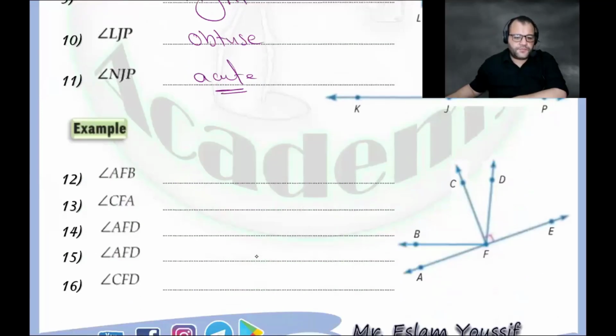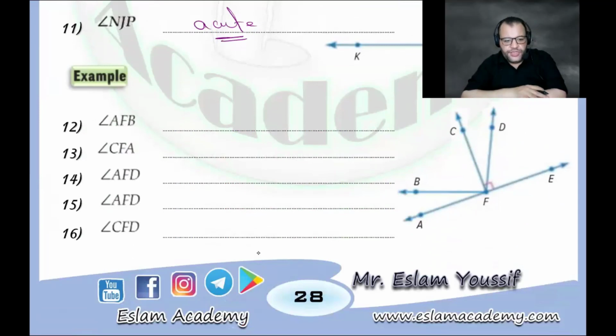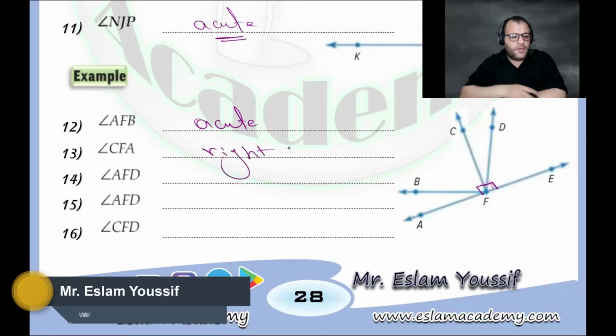Okay. The same here. We need to find AFP. Acute. CFA. Right. This one is right. AFD. Obtuse. AFD is obtuse.